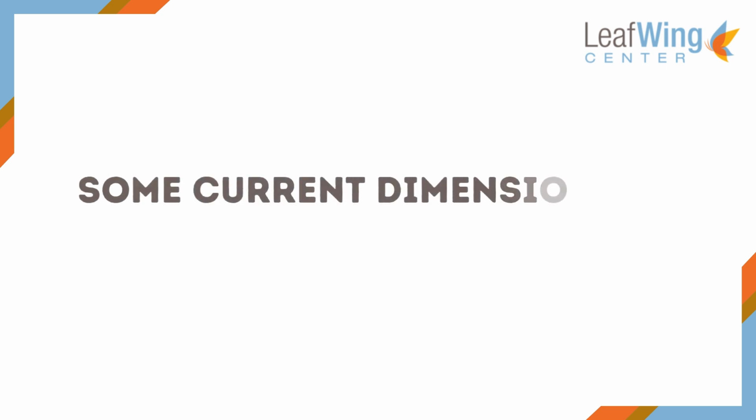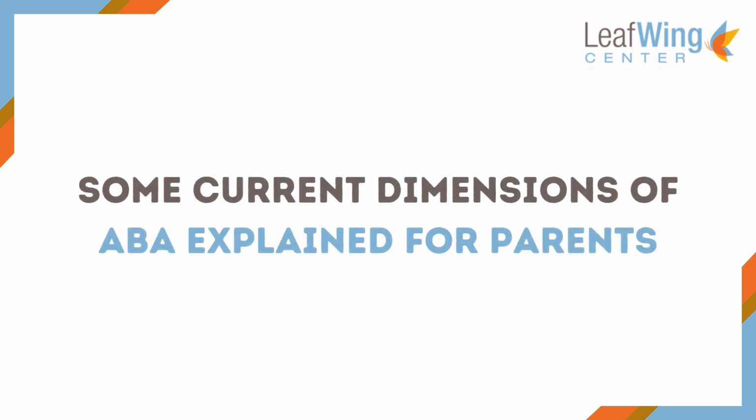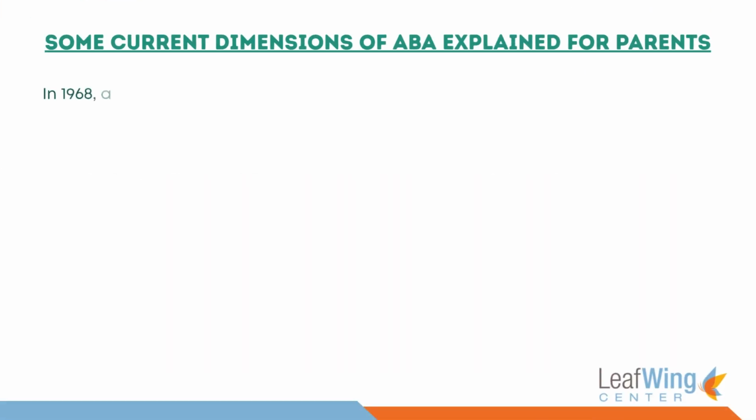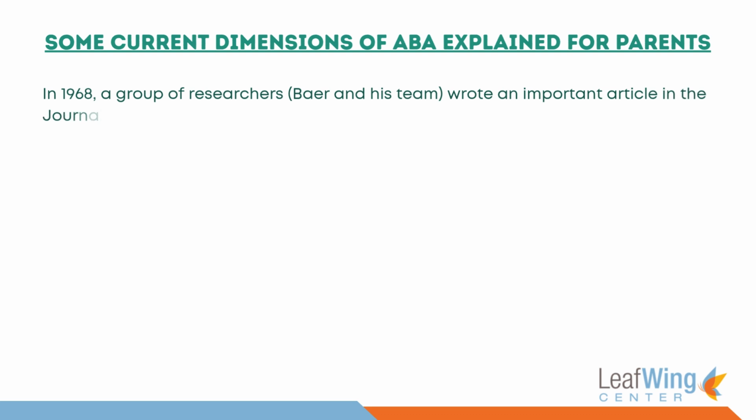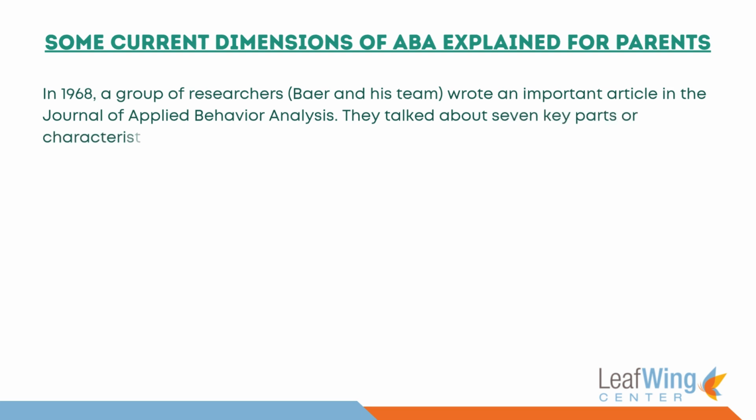Some current dimensions of ABA explained for parents. In 1968, a group of researchers, Baer and his team, wrote an important article in the Journal of Applied Behavior Analysis. They talked about 7 key parts, or characteristics, of applied behavior analysis. These are still important today, especially when using ABA to help children with autism.